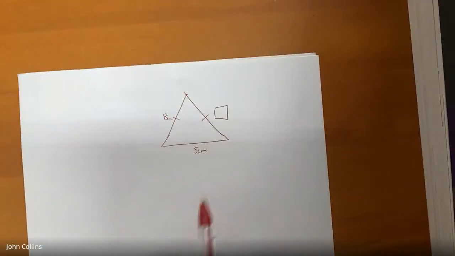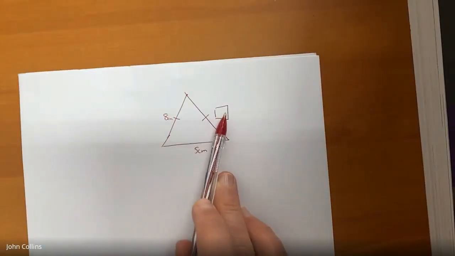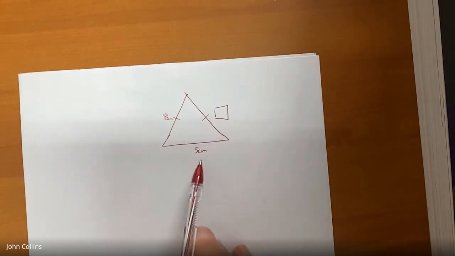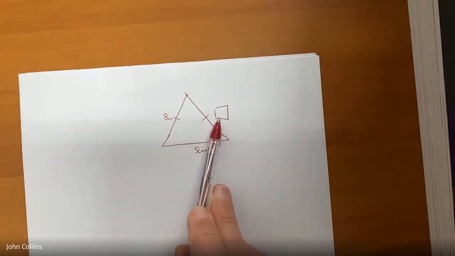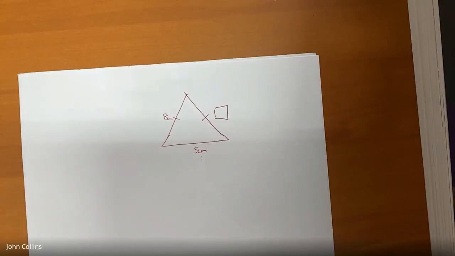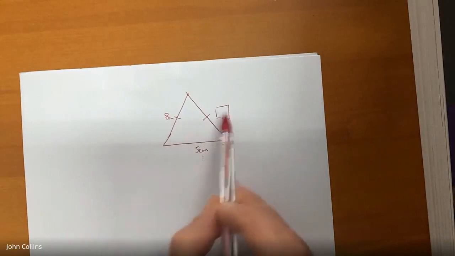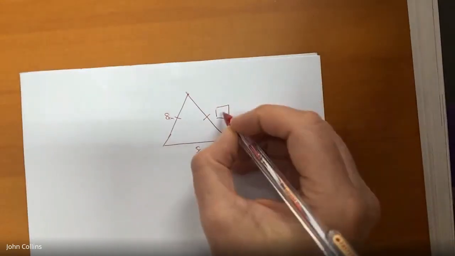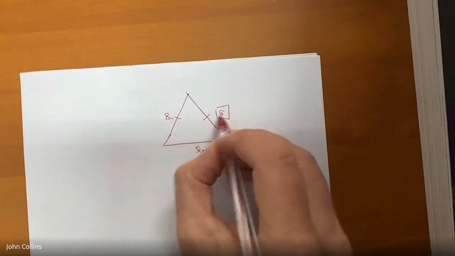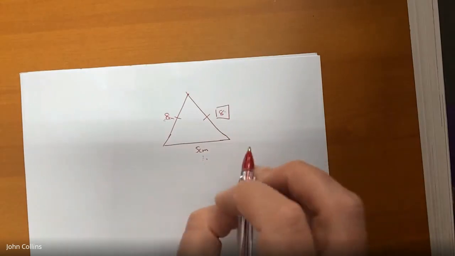Okay, so what side length is missing? What would go here? That says 8 centimeters, that's 5 centimeters. What would go here? Yep, because it's an isosceles triangle. This would have to be 8. These two are the same size. This one is different. Isosceles triangle.